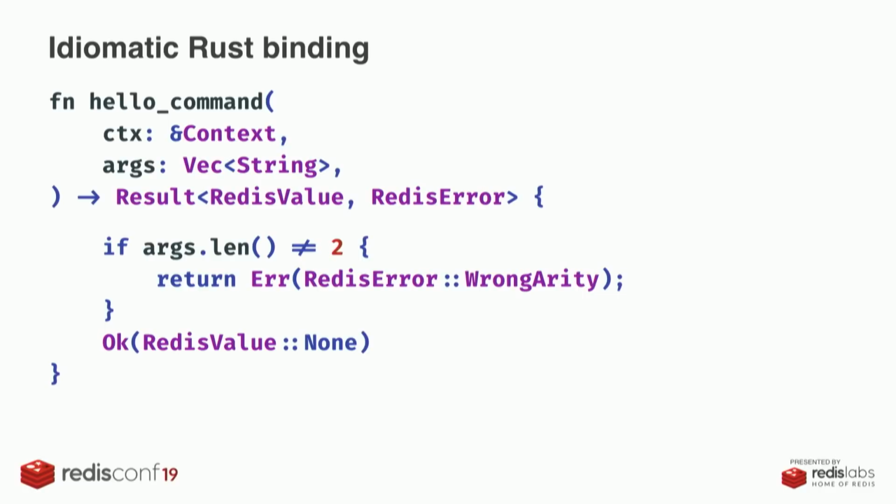So this is how we'd use it. We just check the length of the argument, and then we don't have to call any Redis module functions directly. We just either return an error or return a Redis value inside. This looks much more like idiomatic Rust.